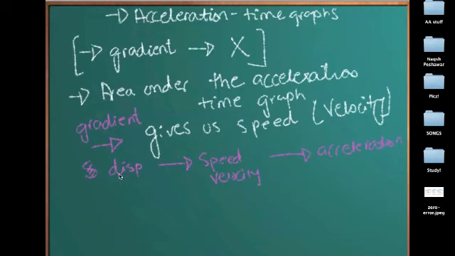So the gradient of a displacement time graph gives us velocity. The gradient of a velocity time graph gives us acceleration. However, the reverse cycle is for the area under the curve. The area under the curve of an acceleration time graph gives us velocity, and the area under the curve of a velocity time graph gives us displacement. So it's going like this. So always remember it like this.